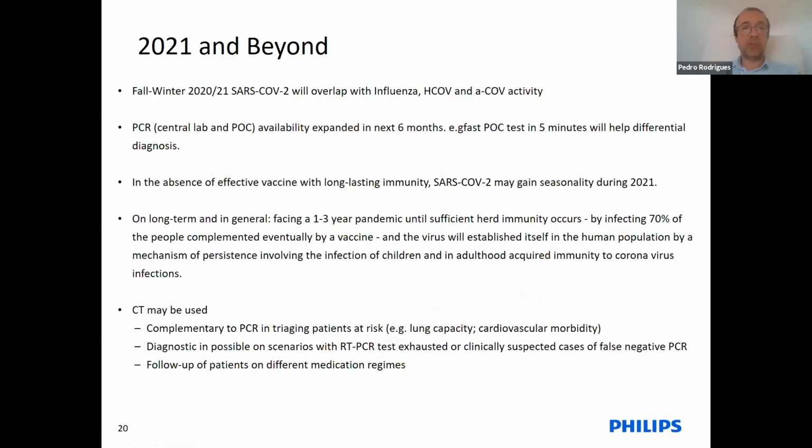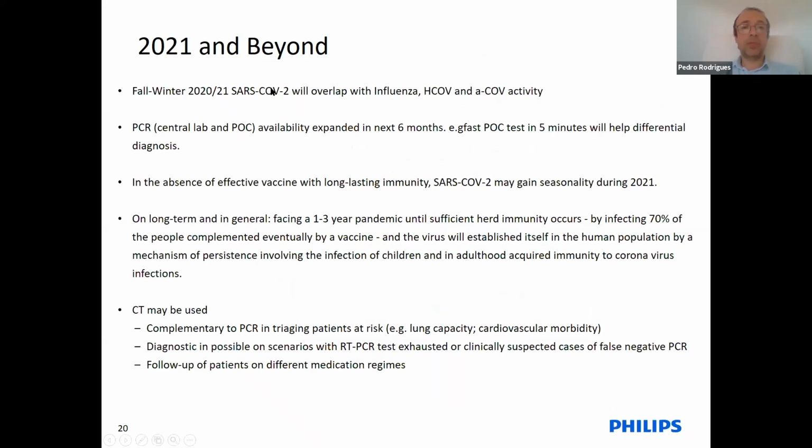I think this is my final slide. So we are seeing, at least in the Northern Hemisphere, in fall and winter, one reason for concern: it will overlap with influenza and with normal human HCoV and alpha-CoV activity. This will make differentiation at the start more complicated.